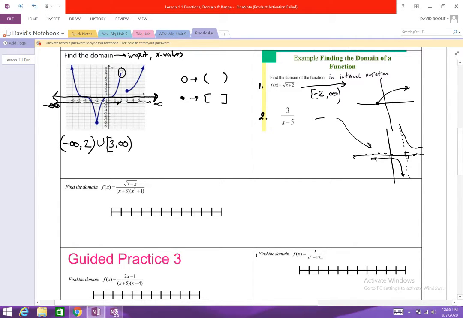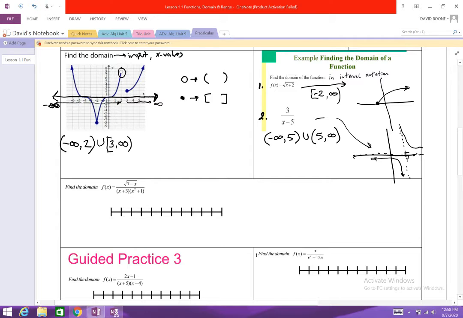It keeps coming along, and then it gets up to 5, but it can't touch that. So when I write that domain, I'm going to go negative infinity. It's going to go all the way up to 5. Can't touch that. So parentheses, kind of jump over that asymptote wall and unite that and start again at 5 and move out to infinity. But again, 5 can't be touched because it's got that asymptote there.